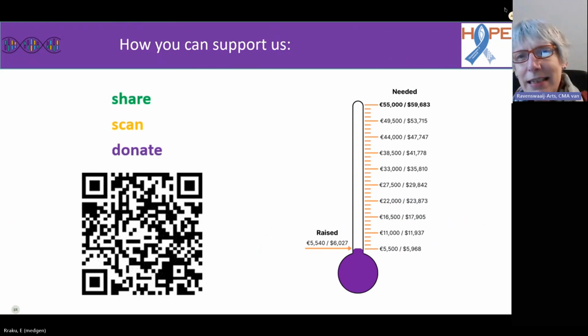Now, this is the thermometer that Eliane already showed you. We estimated that we need about 55,000 euros to have a fully automated website. It's a very complicated thing to build. It will cost lots of time also to have all the disclaimers on there, and to have the possibilities that you can choose what kind of information the program provides to you. So that's why it's quite a lot of money that we need, because if you want a good website, you need professional programmers, and that is of course costly.